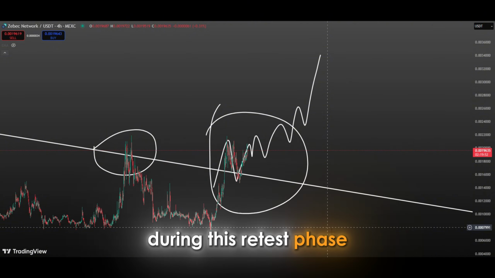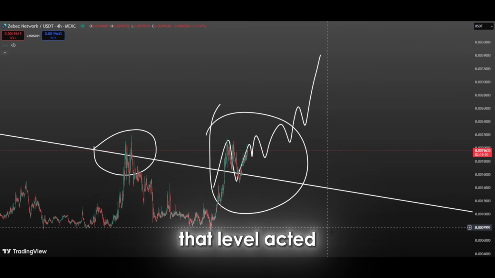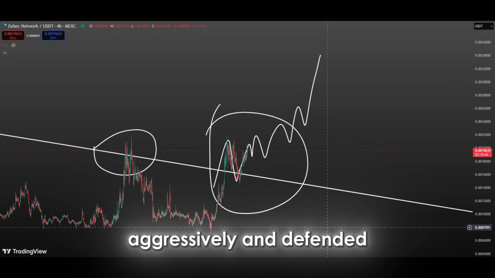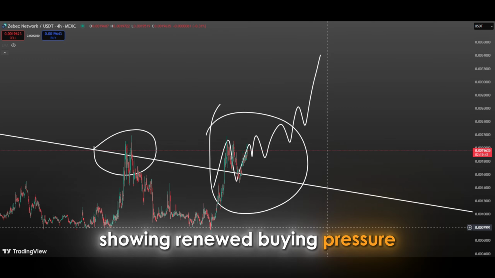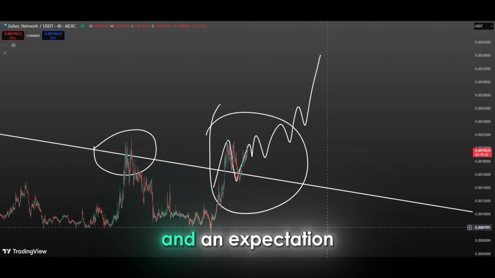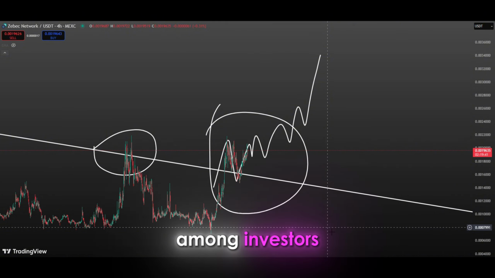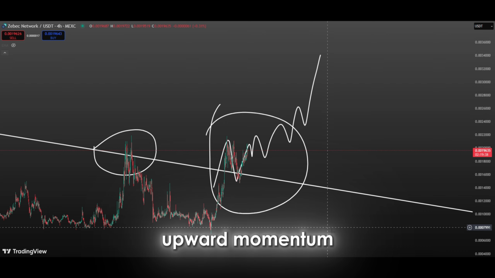During this retest phase, when the price touched the previously resistant trend line, that level acted as support. This indicates that despite attempts to push the price lower, buyers stepped in aggressively and defended that zone. This behavior is a very positive technical signal, showing renewed buying pressure and an expectation of continued upward movement among investors. Currently, the price is clearly gaining upward momentum.